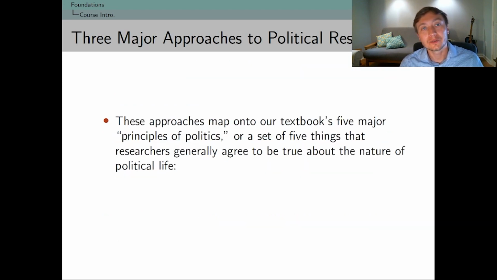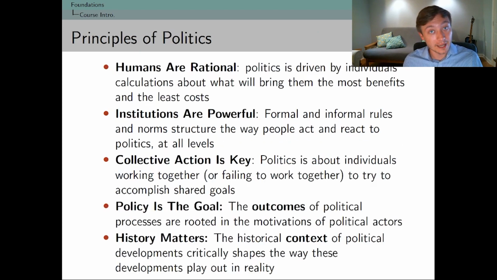If you think about it, if you've already been taking a look at the textbook for the course, which I really encourage you to do, these approaches actually, I think, relate really closely to the five major so-called principles of politics that the textbook talks about. So I'm just going to briefly introduce those again. You can obviously see these in the textbook, but think about how these three major ways that political scientists study politics map onto the five principles in the textbook.